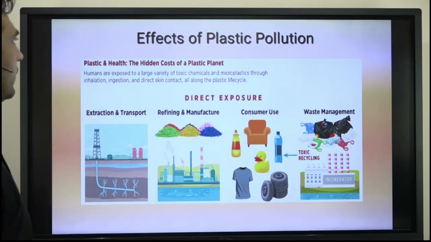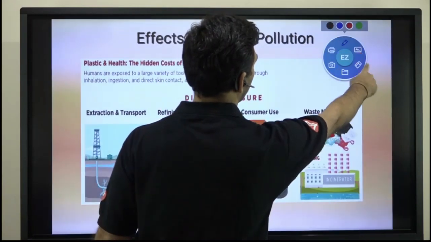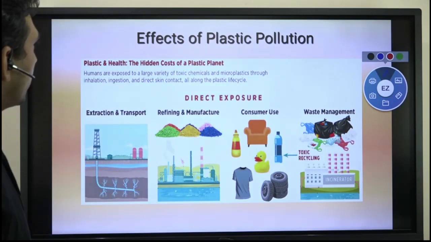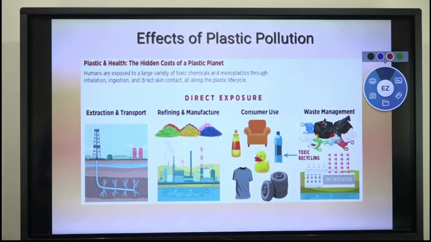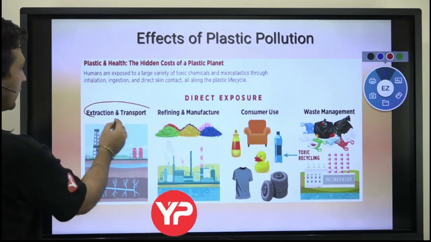This is like the life cycle of the plastic, कि plastic कहाँ से बनना शुरू हुआ and finally where it ends up. उस process के दौरान there are different areas where you can get exposed to the different contaminants or toxic elements which are used to make up these particular plastics. For example, जहाँ से शुरुआत अगर हम करें, extraction and transportation.